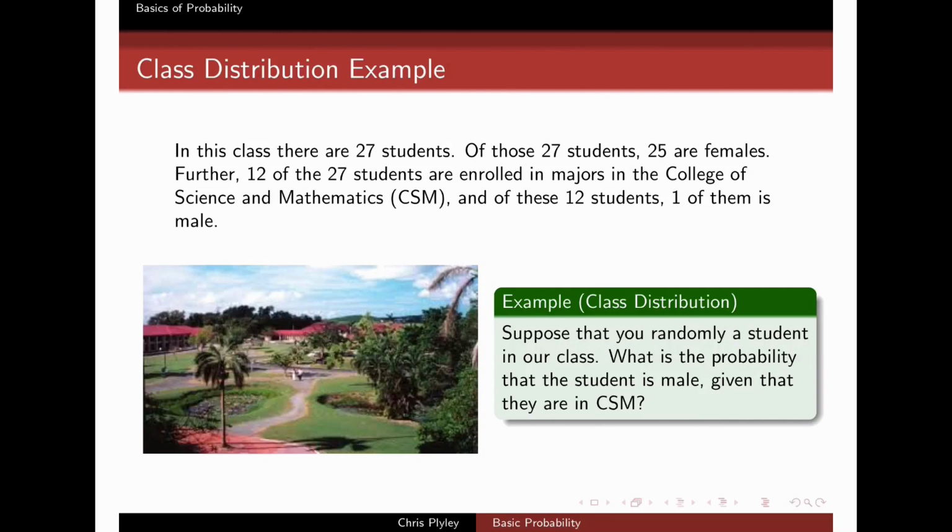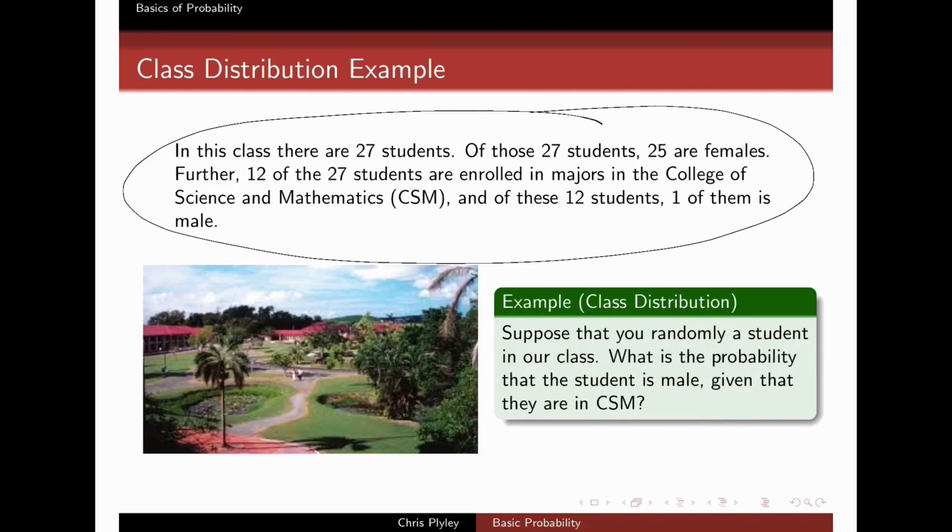So here's my question for you. Think about it, work through this data a little bit, and try to get a grasp on it. If I randomly select a student in my class, what is the probability that that student will be a male, given that they are a CSM student? Think about what that means. That means that I've picked a student, I'm going to assume that they're CSM. What's the probability that they are also a male? Think about it for 10 seconds, and then I'll give you the answer.